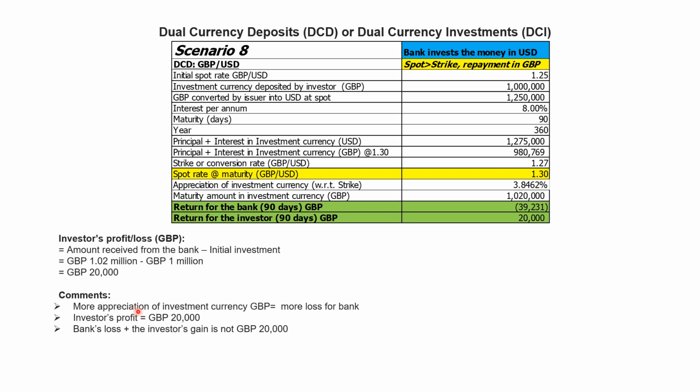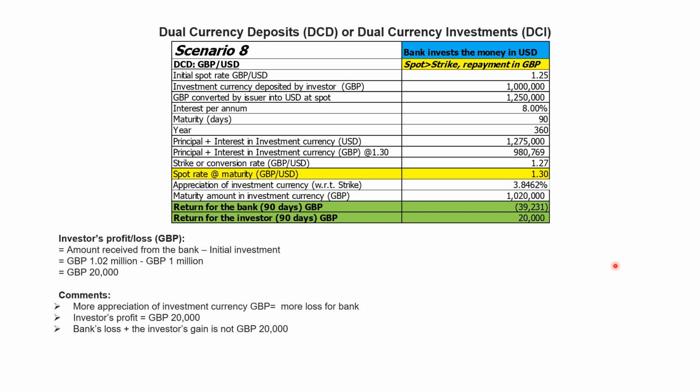In this scenario, the more the appreciation of the investment currency GBP, the higher the loss for the bank. The investor is not impacted by further appreciation of the GBP, and his min-max profit is GBP 20,000. Again, the bank's loss plus the investor's gain is not GBP 20,000 because the bank invested the money in USD and took direct exposure of the GBP's appreciation by repaying the investor in GBP.